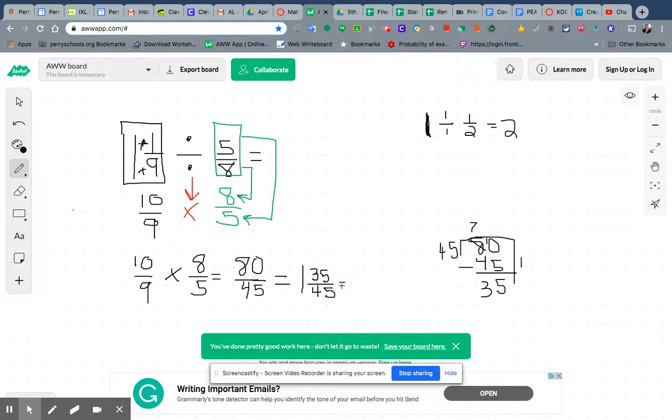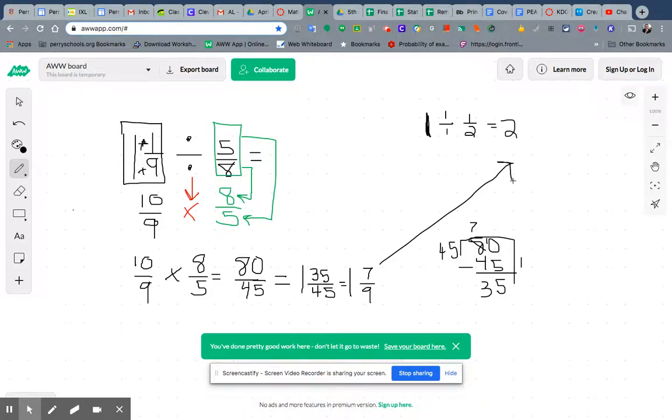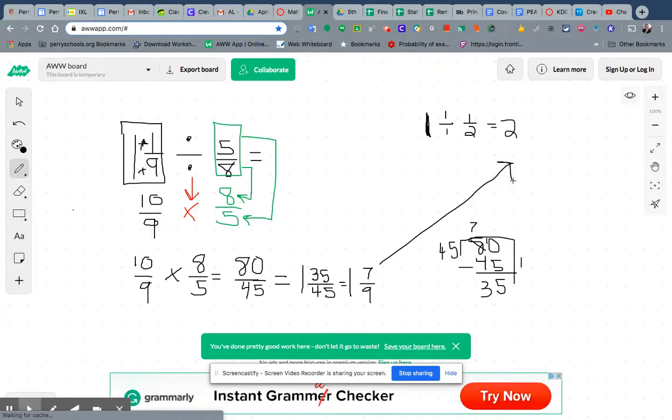Now I can reduce that down. 35 divided by 5 is 7. And 45 divided by 5 is 9. 1 and 7 ninths. And if I come back up to my estimation up here, that is really close. I'm just 2 ninths away from my estimation. So the answer makes sense.